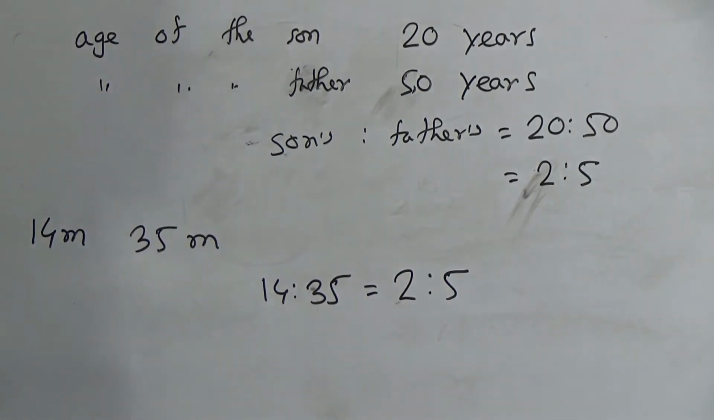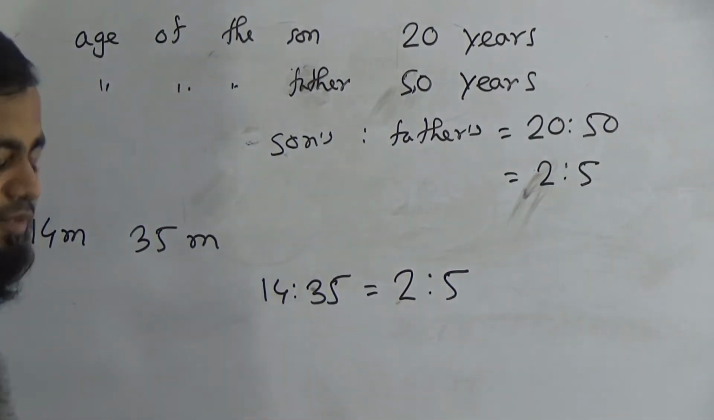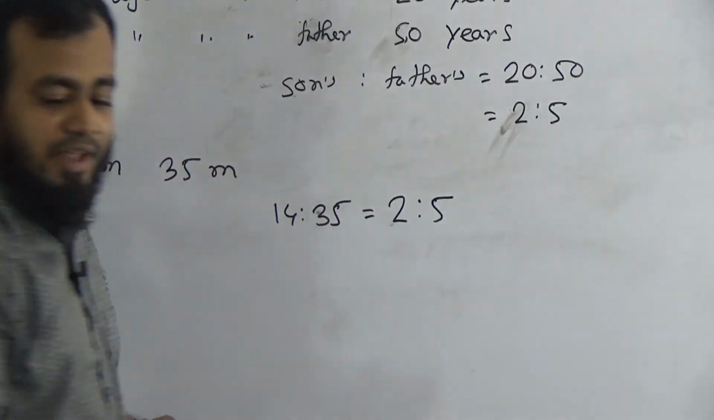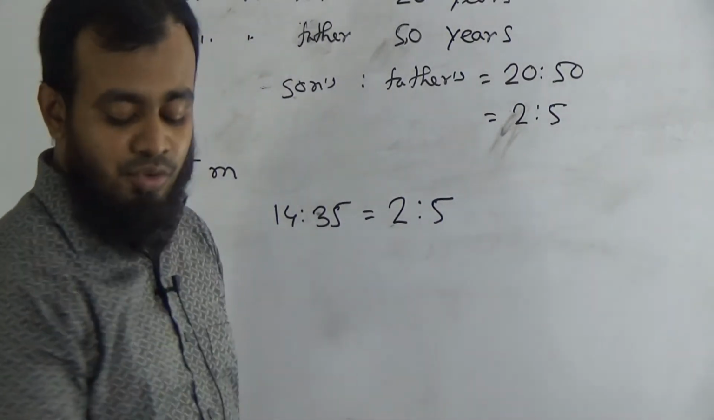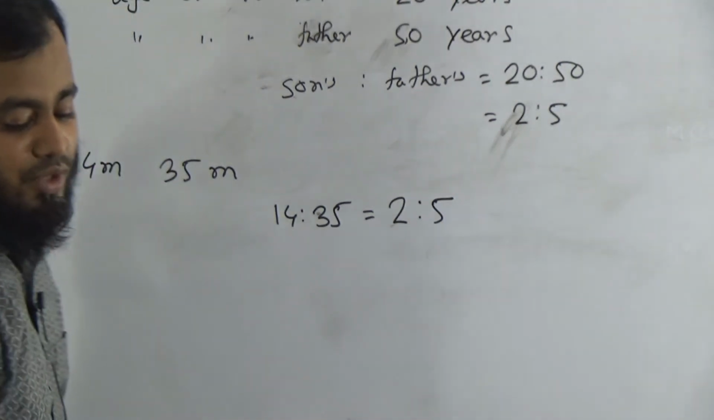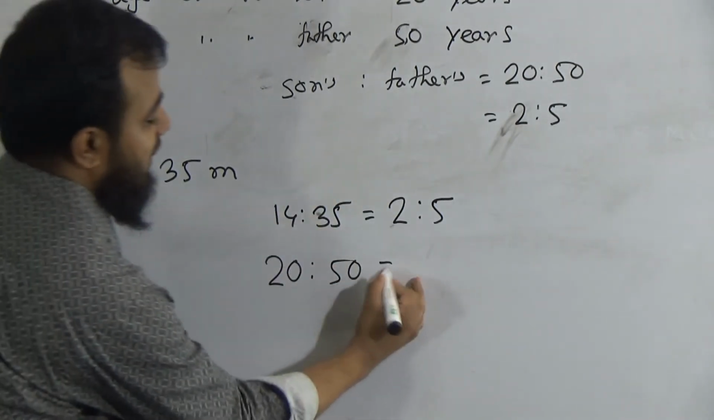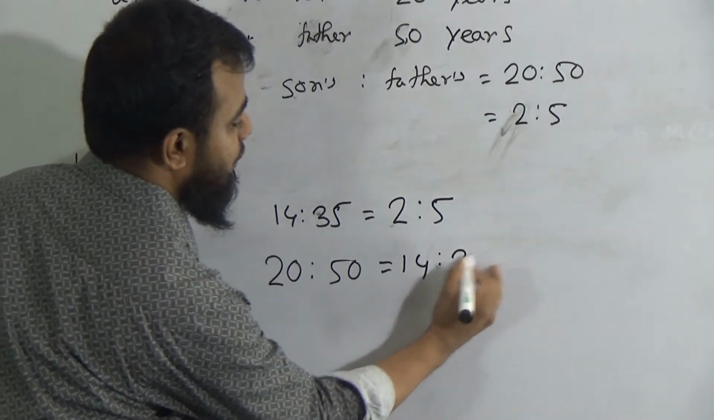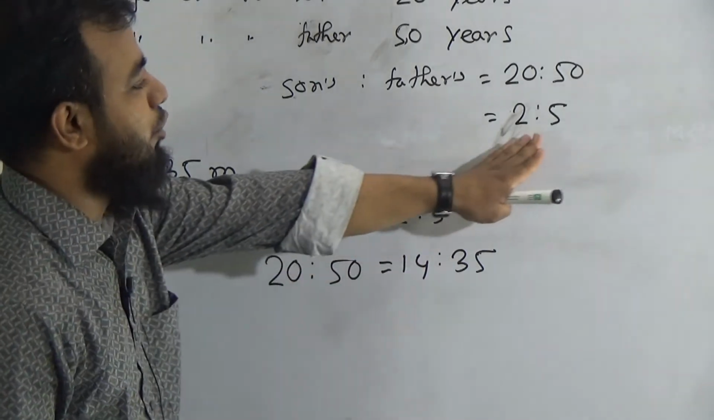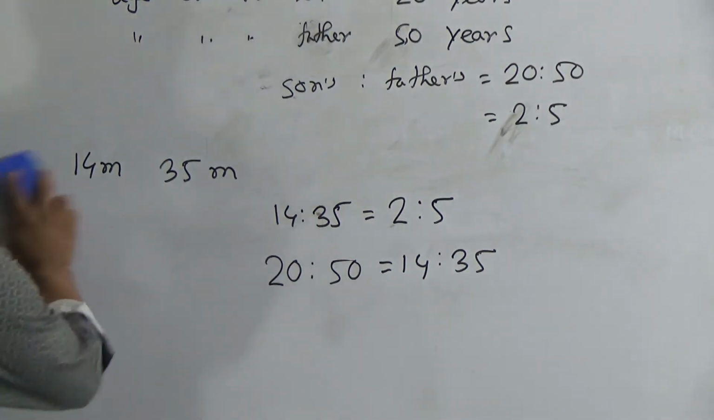That means these two ratios, 20 is to 50 and 14 is to 35, are equal, because these two ratios can both be converted into 2 is to 5. That means these two are called proportional ratios. These two are equal to each other. That means we can write 20 is to 50 is equal to 14 is to 35, because both the ratios can be converted into the same ratio, 2 is to 5. That's why these two ratios are equal to each other.